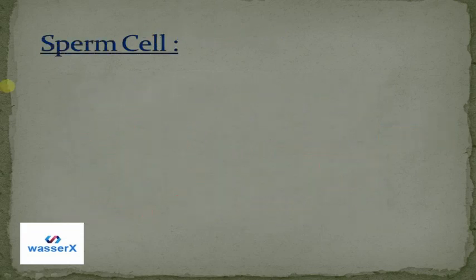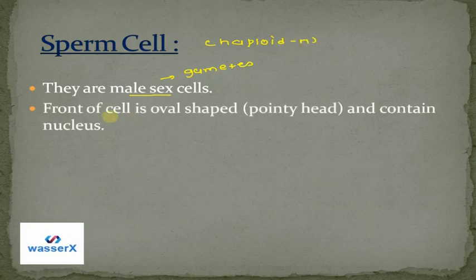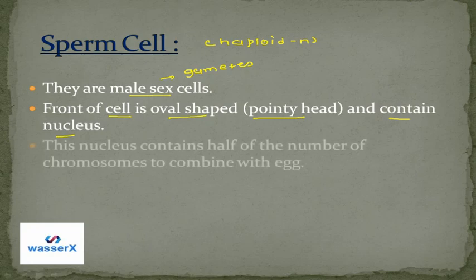Then we have sperm cells. So what are sperm cells? They are male sex cells. That means they are male gametes. They are always haploid, right? That means they have N chromosomes. The front of the cell is an oval-shaped, pointy head, and they contain the nucleus. So the sperm cell's head part is of oval shape and contains the nucleus.